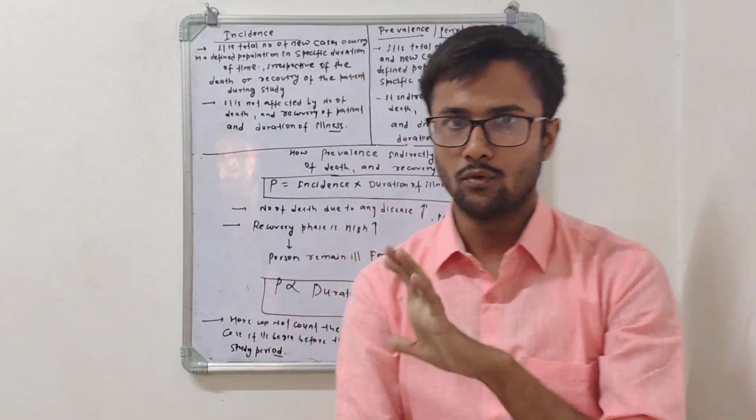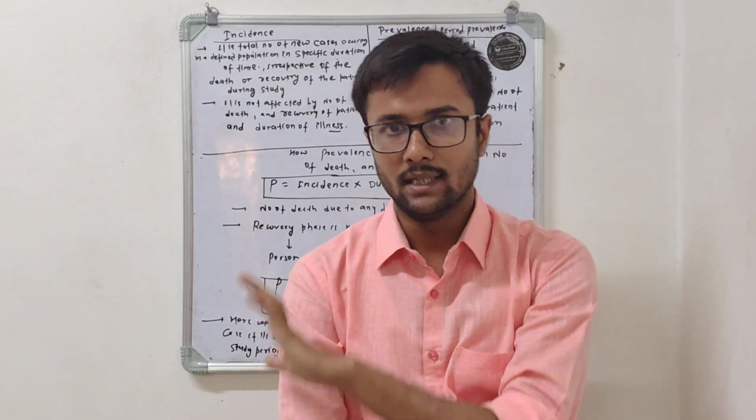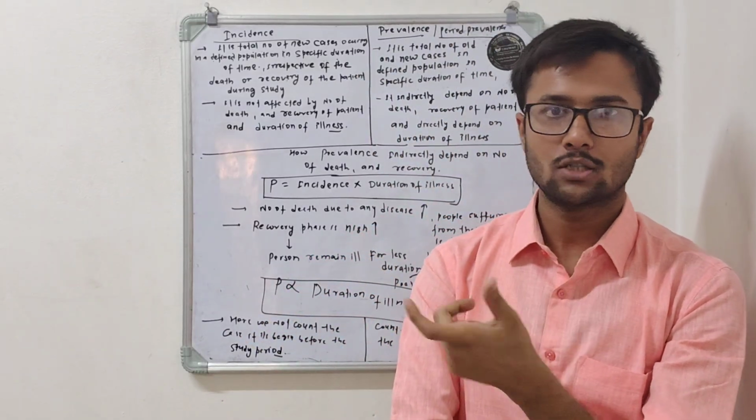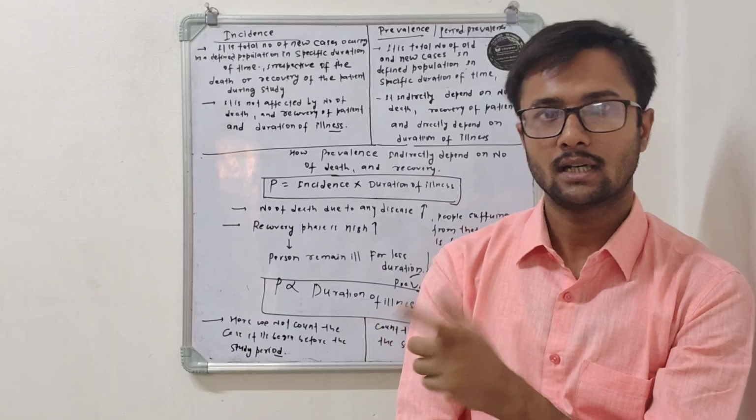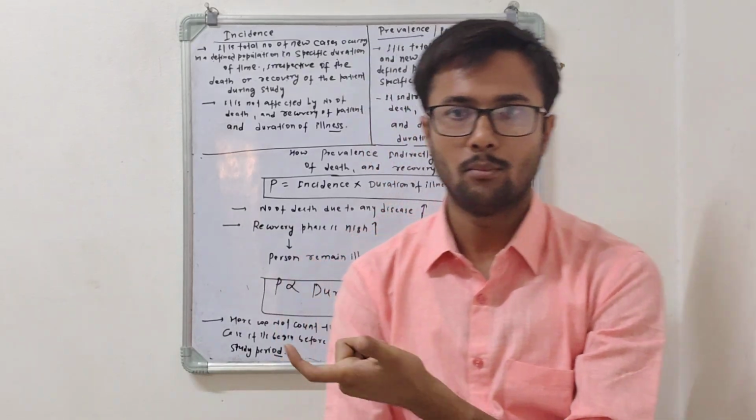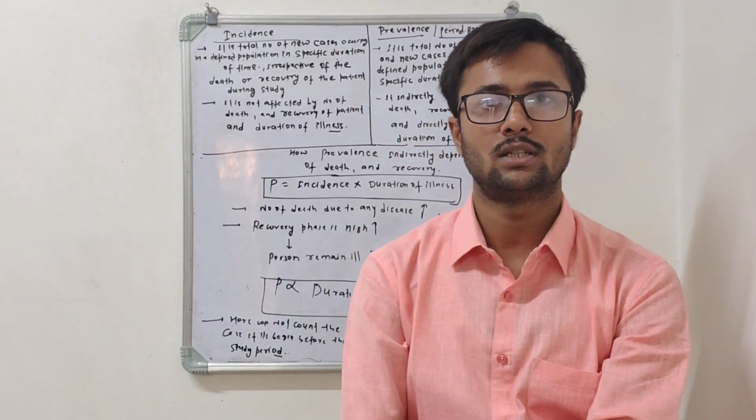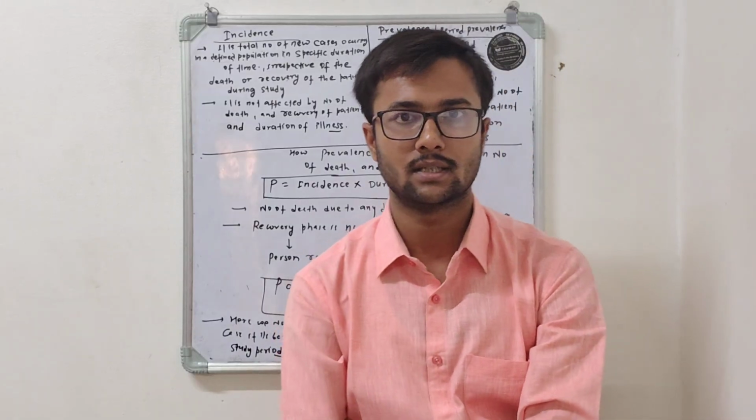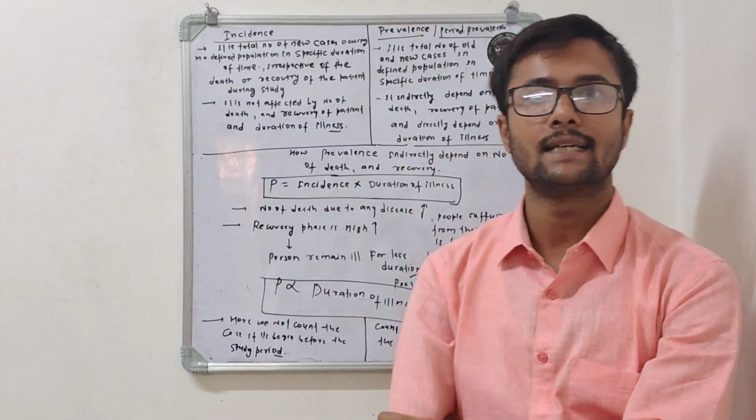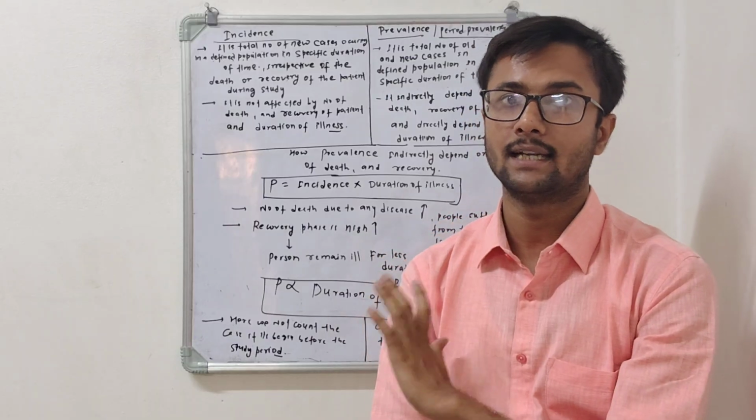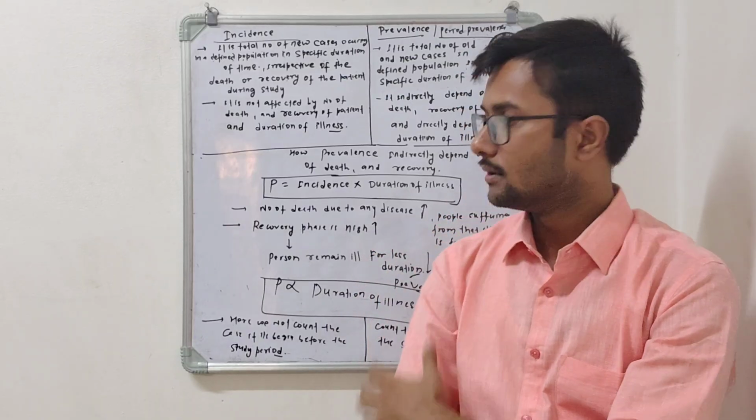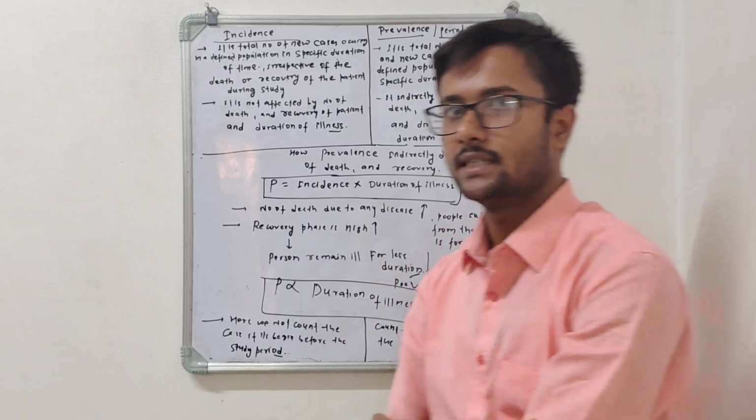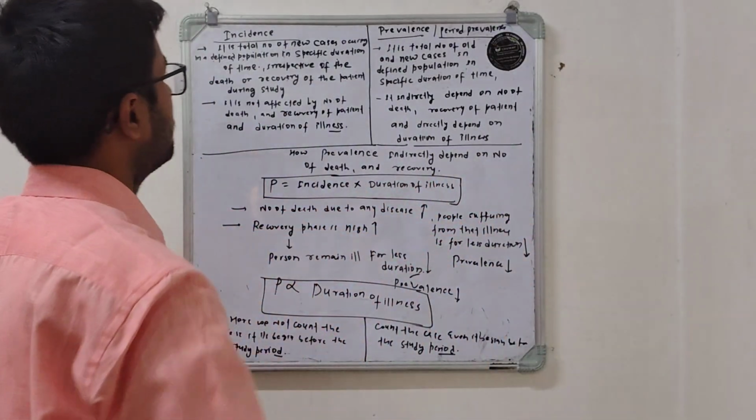So here is one point we try to focus on. Incidence does not depend on the duration of illness, the number of deaths that occur during the study, or the number of patients who recover during the study period. But in the case of prevalence, these things are directly or indirectly affected. We will see how this is directly or indirectly affected. So we start with the definition.